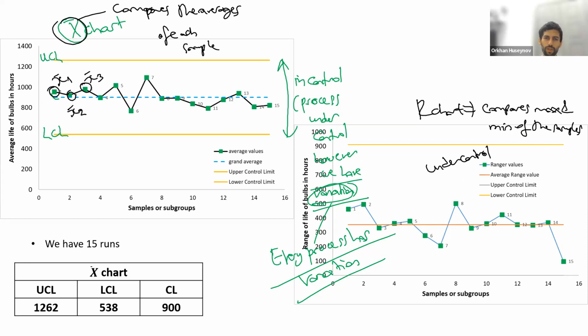show that there is no problem. As I said, every process in manufacturing has variation. There is no process that has no variation. However, we have variation, and it is under control. You can see it is within the control limits. That is what we are looking for. So you can say it is under statistical control.